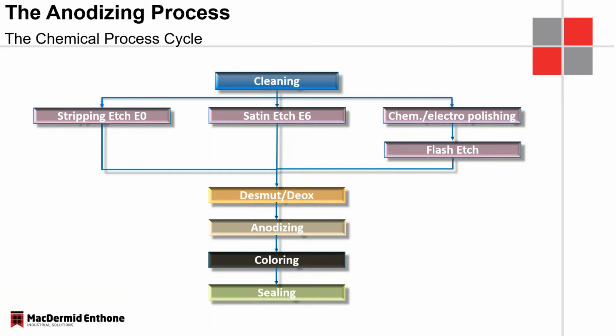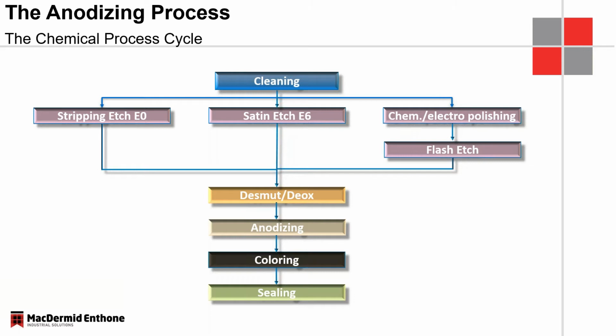Some components, especially in the architectural industry, they require a satin effect or a dull matte effect. That's really done to hide some of the extrusion lines. So they would follow through a satin etch or an E6 etch here. Other components that really just need to meet general requirements, they might just go through a normal alkaline etch to remove the oxide layer.